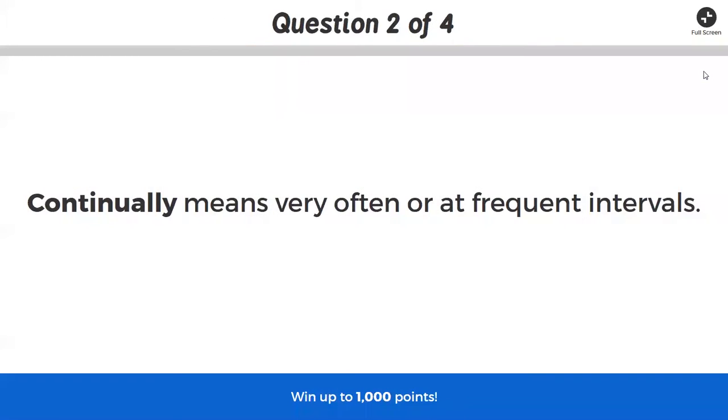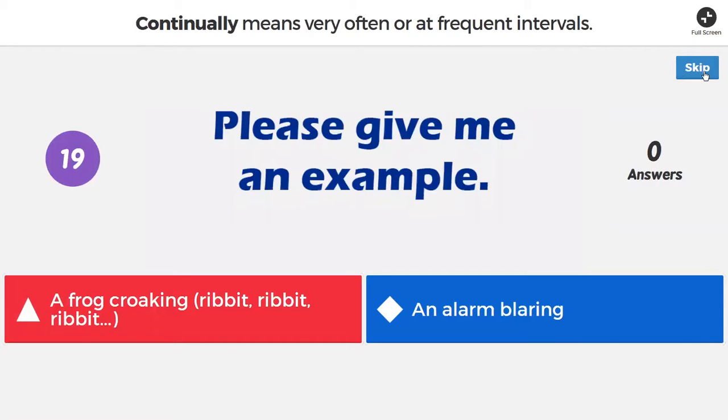Hammering. Okay. Continually means very often or at frequent intervals. Please give me an example. So a frog croaking, ribbit, ribbit, ribbit. A frog croaking. So we know that this is something that's happening often and at frequent intervals. So we're okay with that. We can choose that. The other option is an alarm blaring.